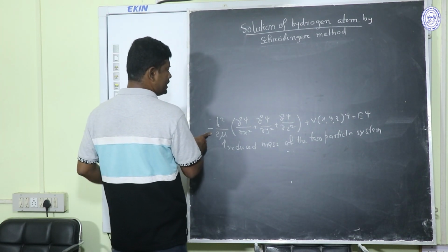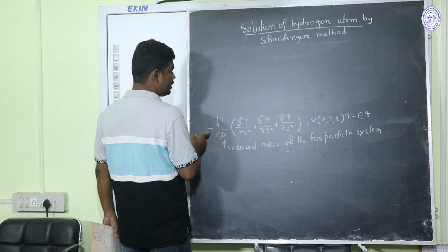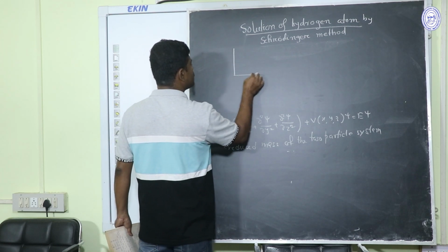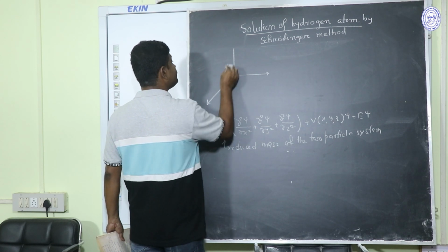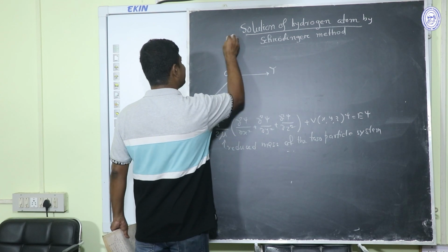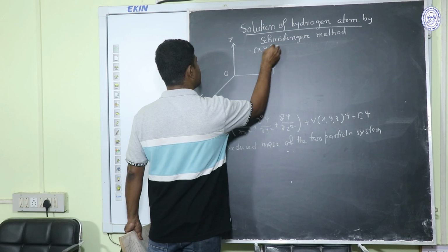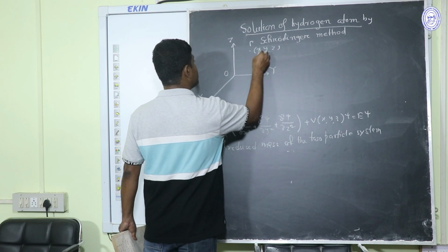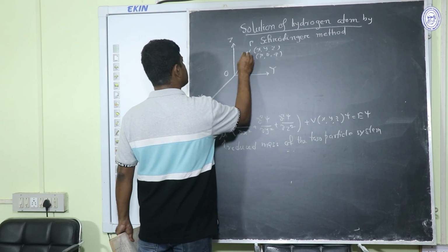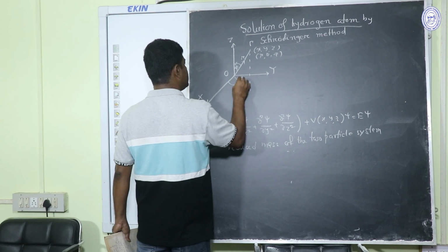Now as the potential has spherical symmetry, we will convert this equation into the spherical polar coordinate system, and the spherical polar coordinate system is like this. This is the origin, x, y, z. This is a particular point in Cartesian coordinates x, y, z; in spherical coordinates r, theta, phi. This is radius r, this is theta, and this is phi.